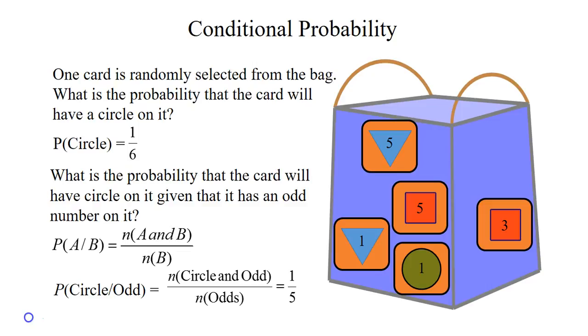So we're looking for a circle given that the number on the card is odd. There are 5 cards that are odd, and there's 1 card that is a circle with an odd number on it. So our probability is 1/5.